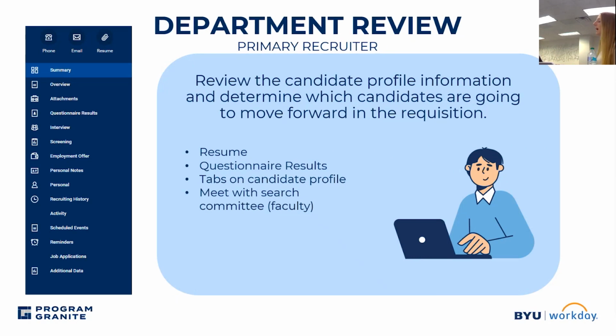Okay. Next is department review. By department review, we mean the actual departments. They will do their own review of the candidate. They'll see a candidate in their recruiter hub. They will review the candidate's profile information and determine which candidates are going to move forward in the requisition. So they'll look at their resume, the questionnaire, and the different tabs on the candidate profile, and if it's faculty, they'll meet with the search committee. This is when they're doing all the normal things that they've already done outside of Workday. They're going to do their review of the candidates.